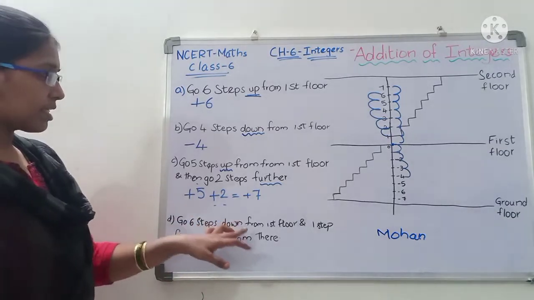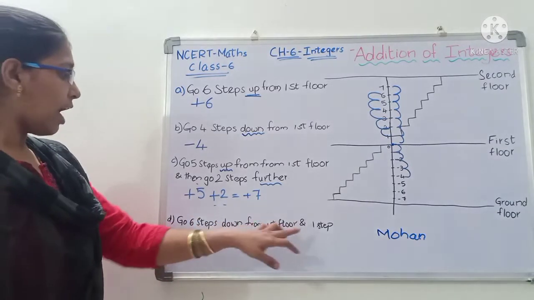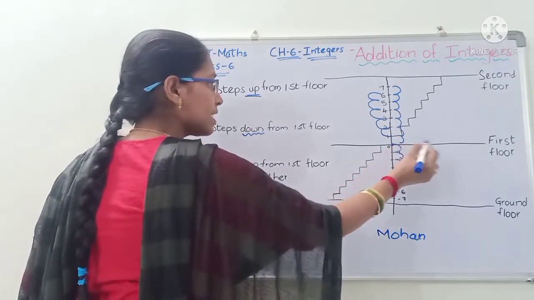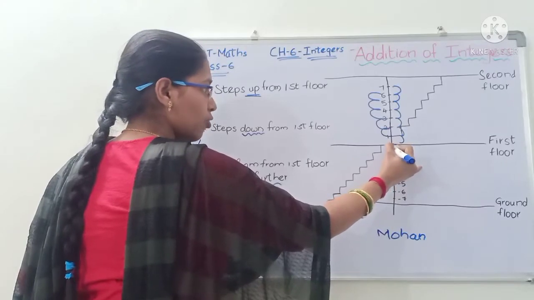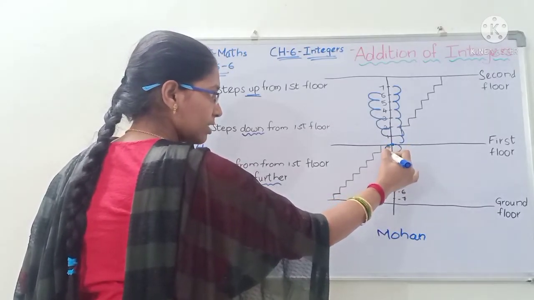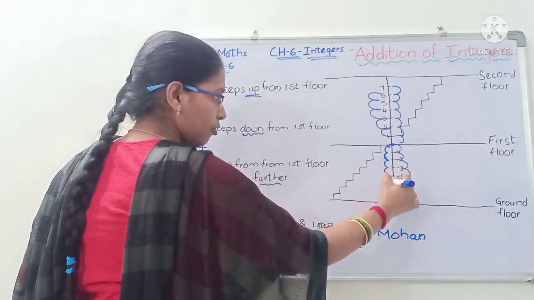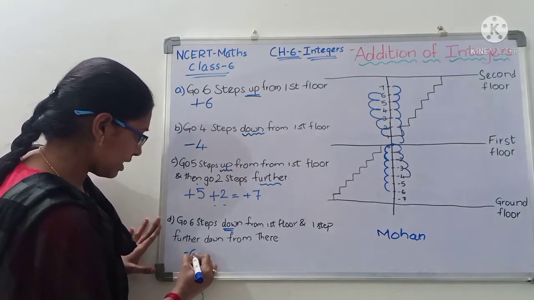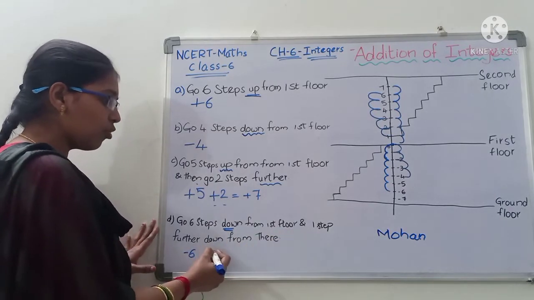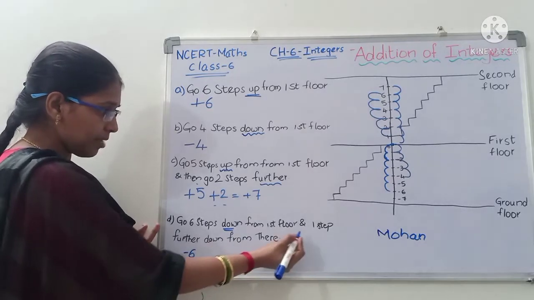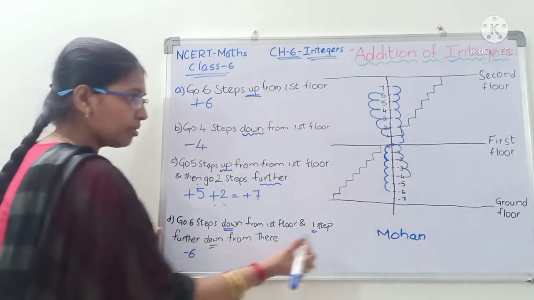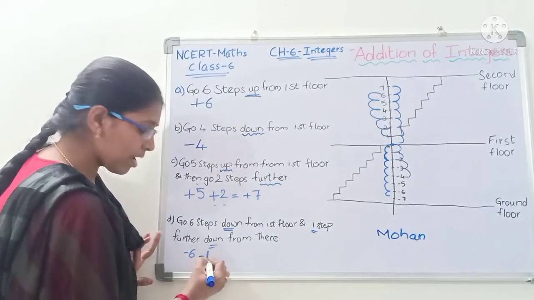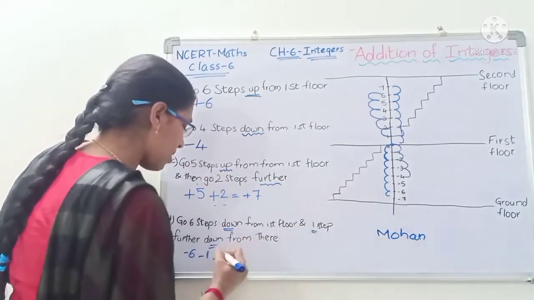Next, go 6 steps down from the first floor and 1 step further down from there. You are telling, go 6 steps down from the first floor. Down means the value becomes negative. 1 step, 2, 3, 4, 5 and 6. So it is down, so you write minus 6. And then you are telling to go further 1 step down. Further 1 step down means again you are going down. So you will again get minus, minus 1. Where did you reach? Minus 7.